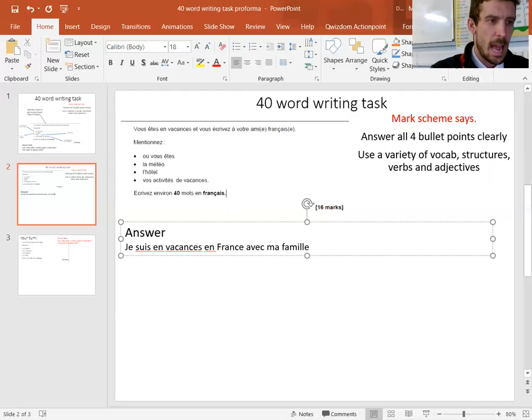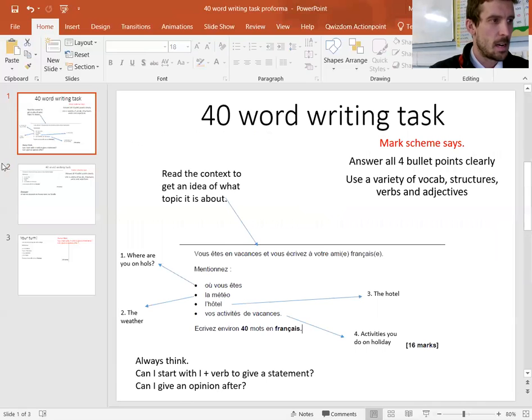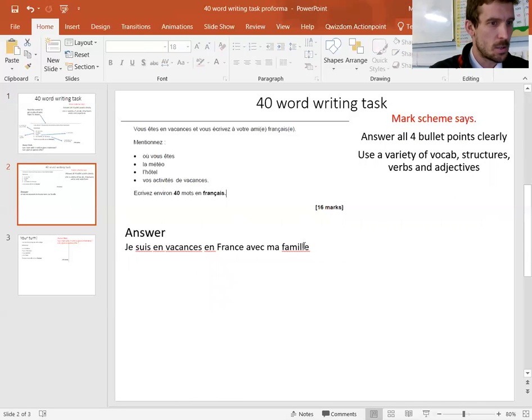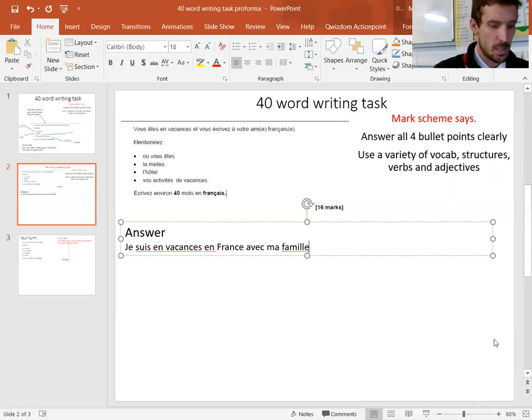That's great. And then I always think, a little crib here, can I then give an opinion after it? Don't be afraid to do a short sentence. So I am on holiday in France with my family, full stop. I think that it is, or just it is, and let's give an adjective. I don't know, formidable. It's great. What a nice adjective to use. Try and avoid saying excellent, fantastic. Those ones, we see those all the time. Je suis en vacances en France avec ma famille, c'est formidable.